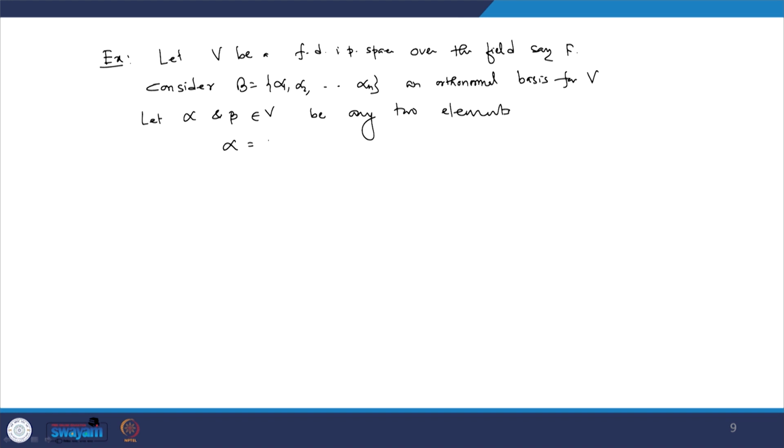Certainly alpha will be sigma x_i alpha_i, i equal to 1 to n. I will be able to express alpha as a linear combination of the basis elements of V. So that is why I have x1, x2, xn, which will give me my vector alpha. Similarly, I will also have beta equal to sigma y_j alpha_j, j equal to 1 to n, where x_i and y_i belong to F.